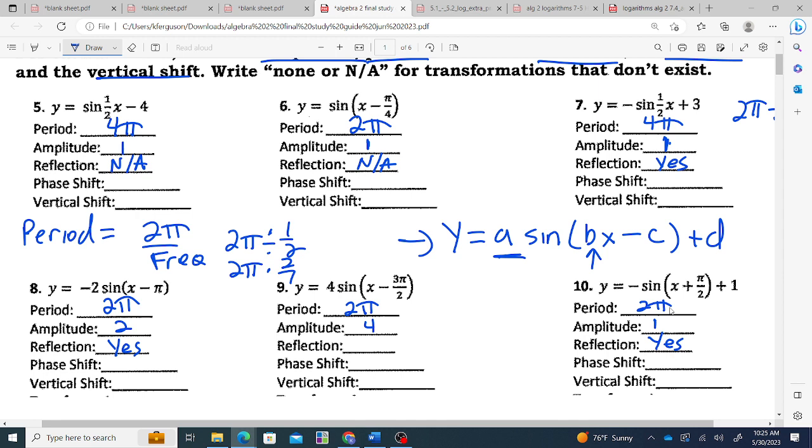Because whatever's multiplied times x is your frequency. You take 2 pi and divide it by the frequency to get your period. Okay. Yep, in front of that. All right.